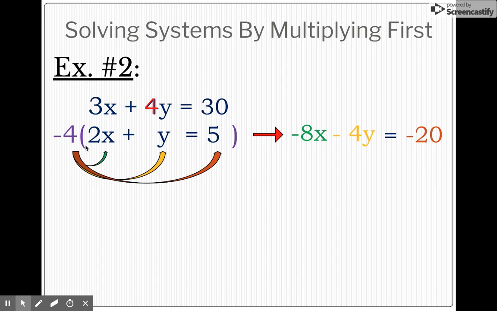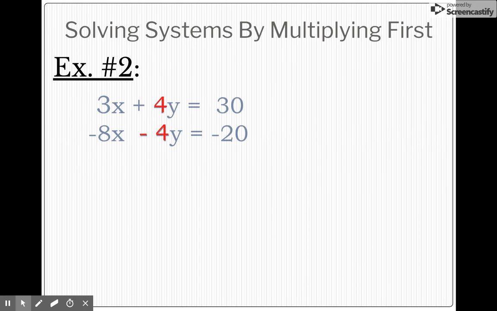So again, now that we rewrote this by multiplying it by negative 4, if we have 3x plus 4y equals 30, the opposites are the 4s, so the 4y and the negative 4y. So in this case, now if we were to add it, the y's would cancel out. So next to it, you want to rewrite the top equation as is, and you want to rewrite the bottom equation with the new multiplication. So negative 8x minus 4y equals negative 20.